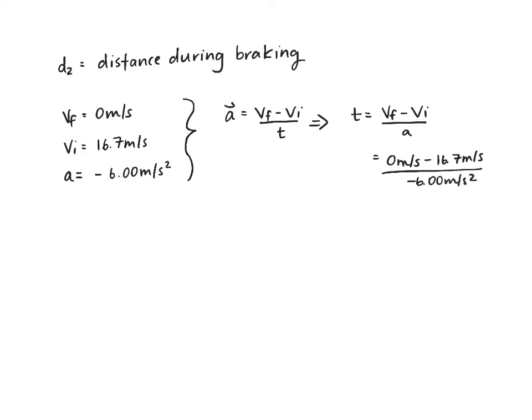Now you should end up with a positive number because time can't be negative. If you end up with a negative number, just check your math again, make sure you didn't drop a negative sign anywhere. And it takes 2.78 seconds for the car to come to a stop. So this is the braking time.